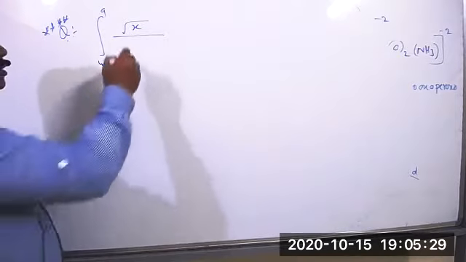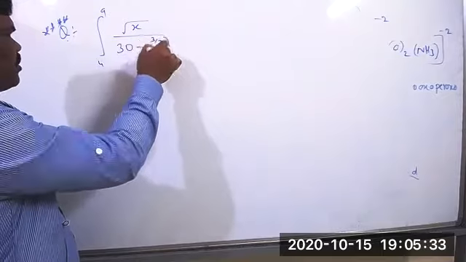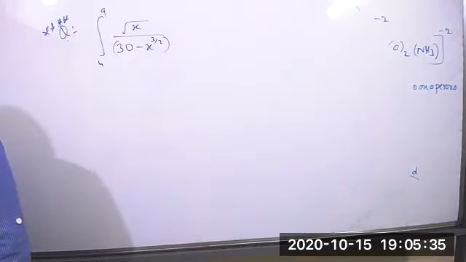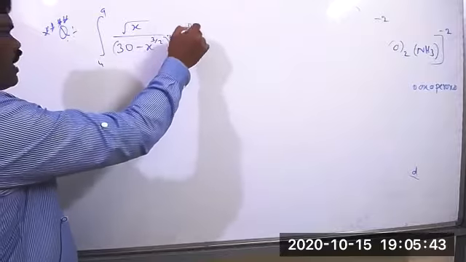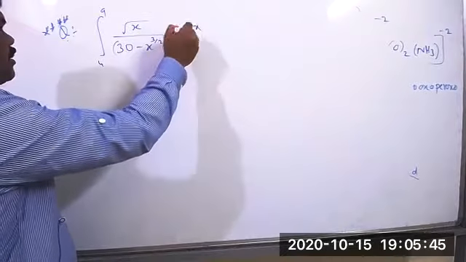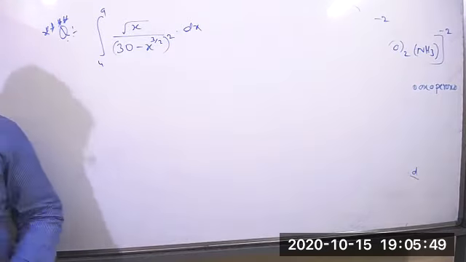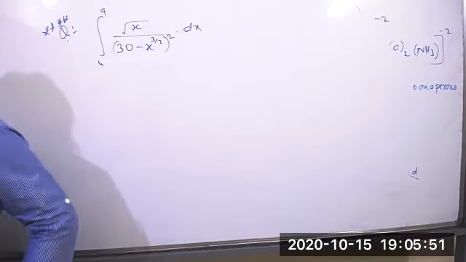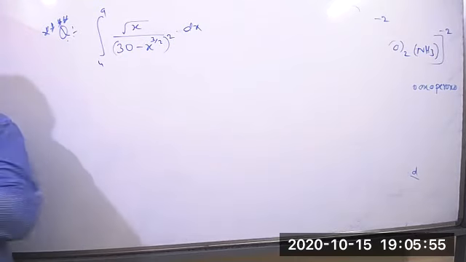30 minus x power 3 by 2, whole square, into dx. Integration of 4 to 9 root x by (30 minus x power 3 by 2) whole square into dx.